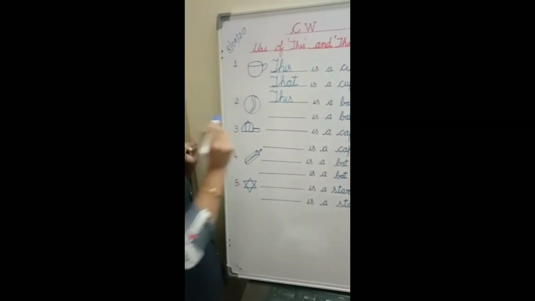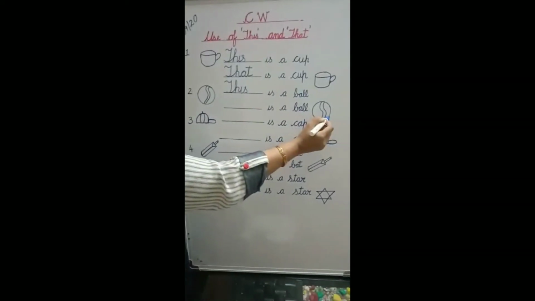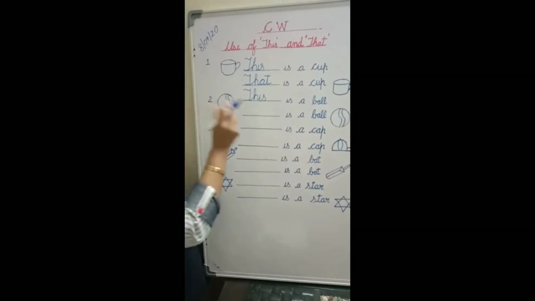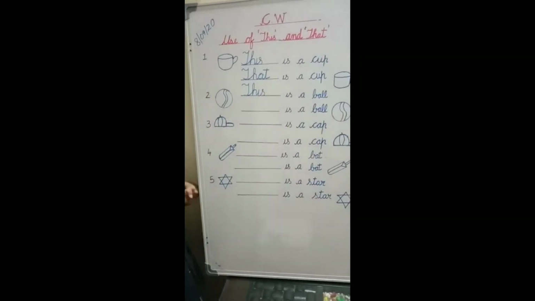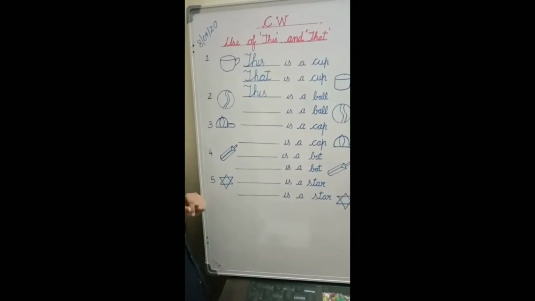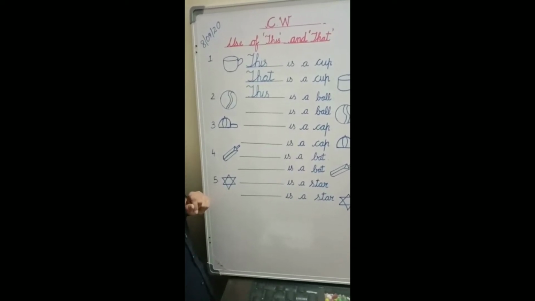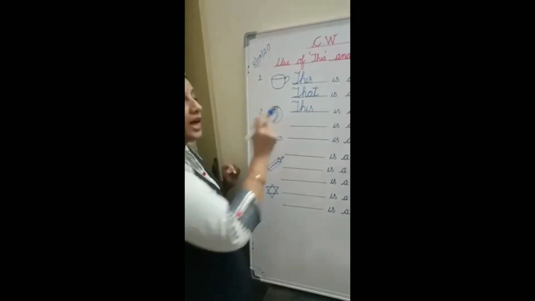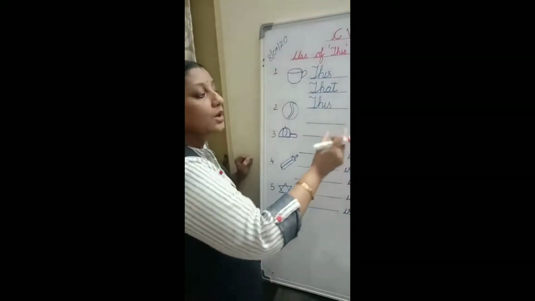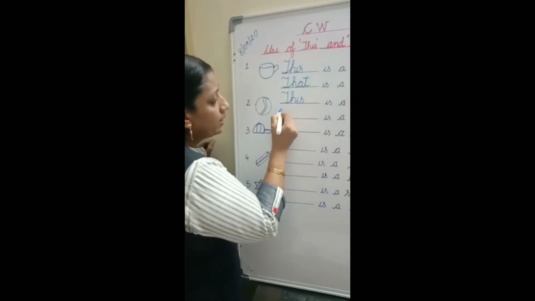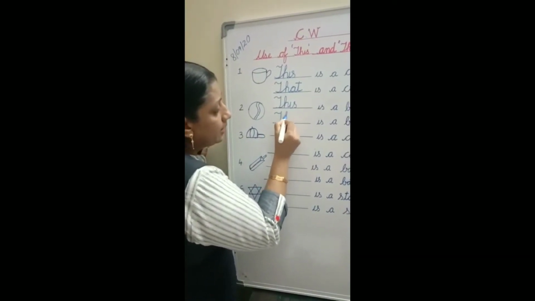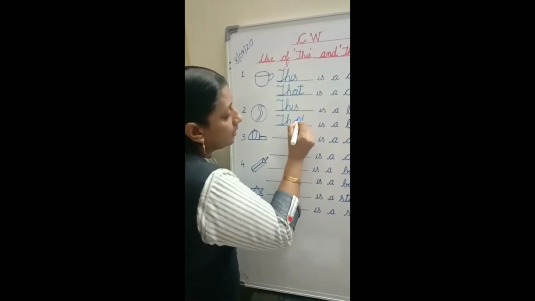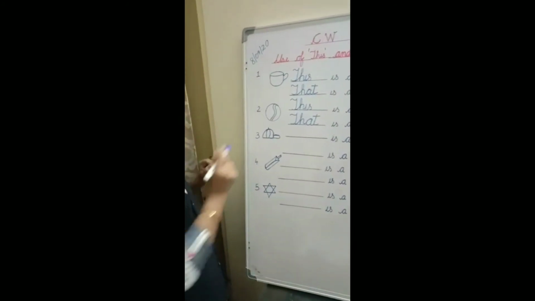Ball. Now you can see the object. It is here. The ball is far away from ma'am. Okay. Whenever an object is far away, what do you use? You use that. Okay. Remember very nicely. When any object is close to you, you write this, and when the object is far away from you, you write that. So here you are going to write that. That is a ball. Okay.